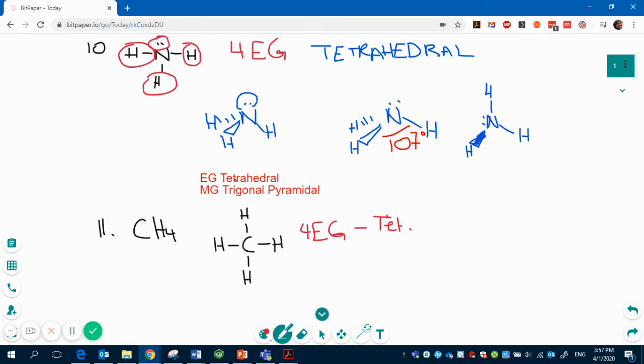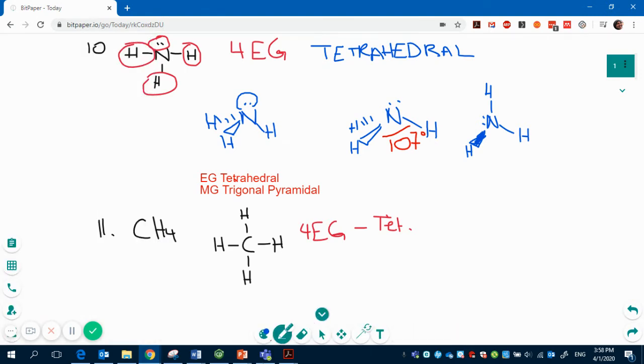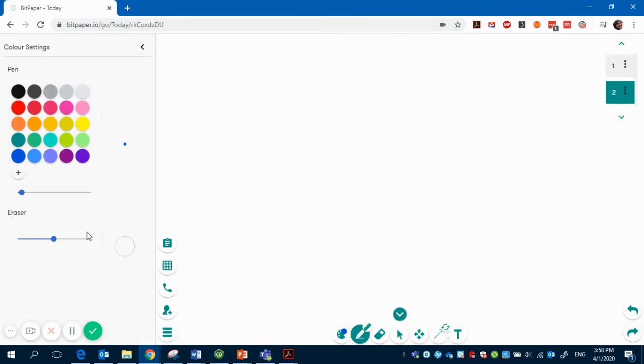Okay. Now in this case, they're all bonding groups, right? So that means that the electron geometry and the molecular geometry are the same. And in 3 dimensions, it looks something like this. And the bond angle here, if you recall, is 109.5 degrees. All right, number 12.